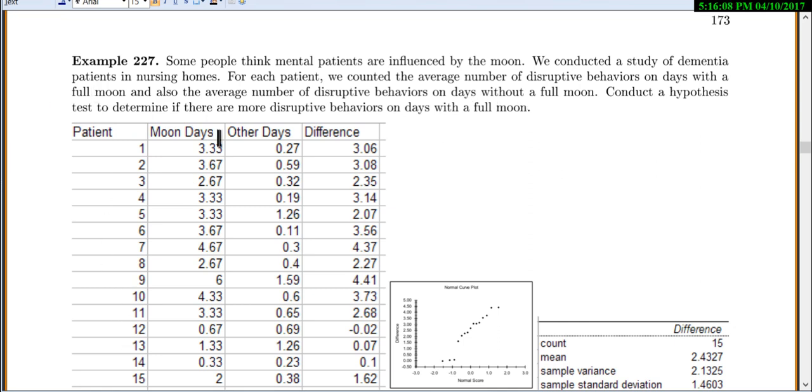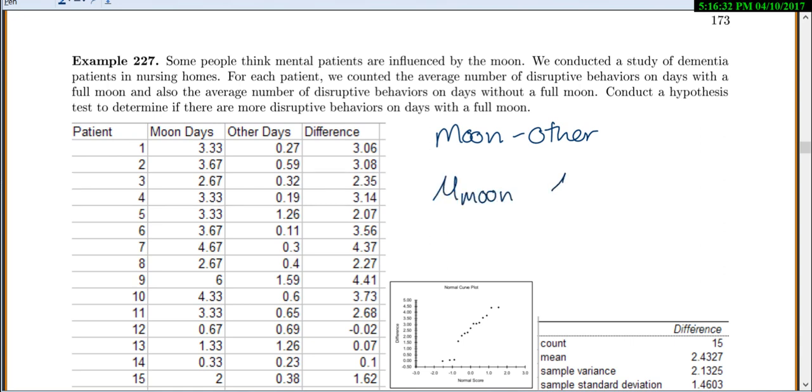So I gave you this nice table, so for each patient you can see the moon days, their other days, and the difference. So just looking at these numbers, 3.33 minus 0.27 gives me 3.06. So it looks like they're doing moon minus other. So it's important to know the order that you're subtracting in. So moon minus other. Because now you need to keep the same order for everything else. Because now we want to see, do we think that the mean for the moon, how do you think that would compare to the mean for other?